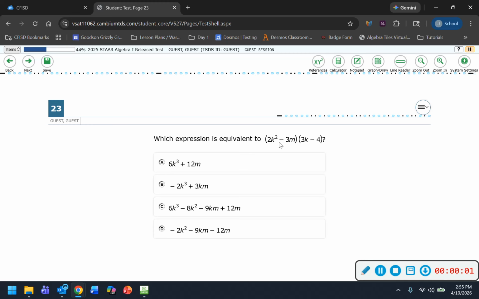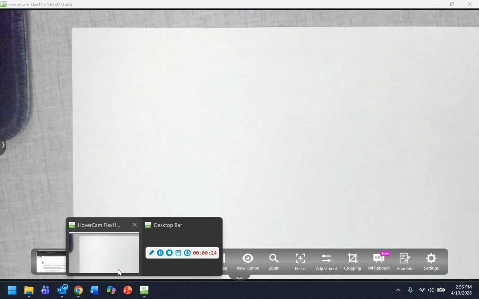One is asking which expression is equivalent to this. So I'm going to show you one method which relies on using the box. And I'm going to use another method similar to one we did earlier where I'm going to give k and m certain values and compare the values of each expression after I substitute in those different values of m and k. I'll show you that in a second.